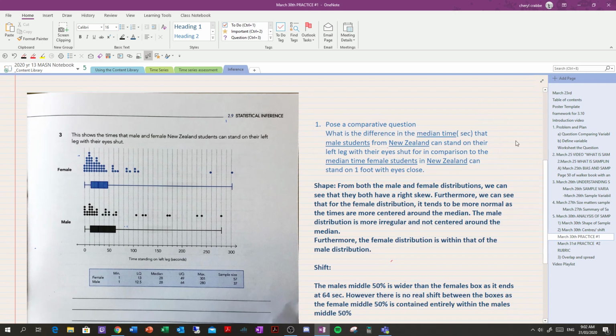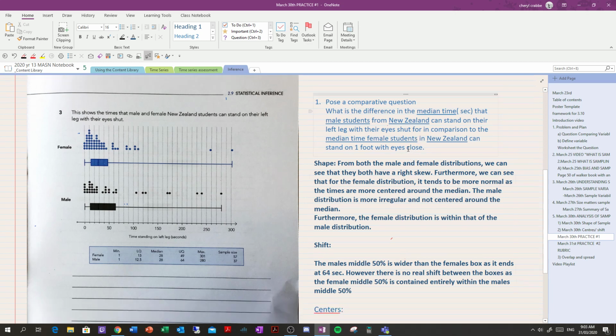So here's a typical question. It doesn't have to be the way it's written exactly, but something like this. What is the difference, so there's your comparison, in the median time in seconds? Probably a good thing to put the units. That male students, one group from the New Zealand population, can stand on their left leg with their eyes shut in comparison to the median time female students in New Zealand can stand on one foot with eyes closed, right? So that kind of gets all the variables and all the criteria for a comparative question.